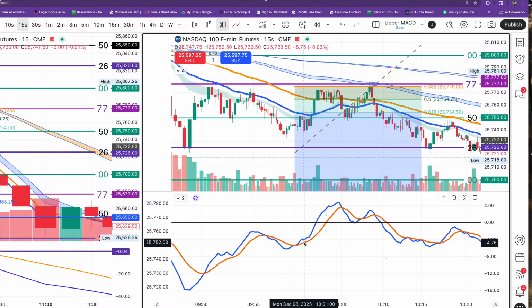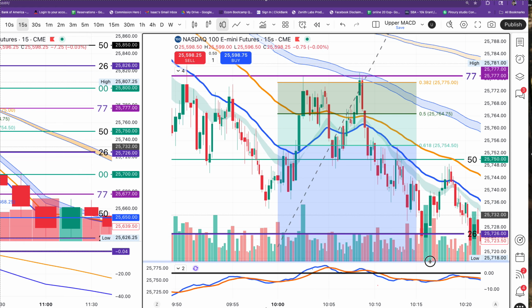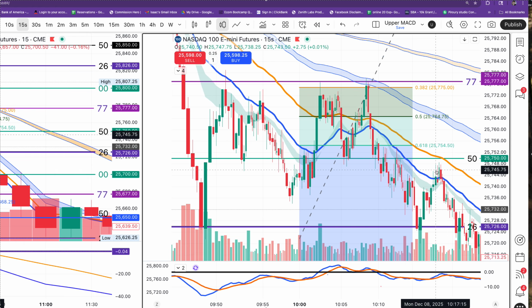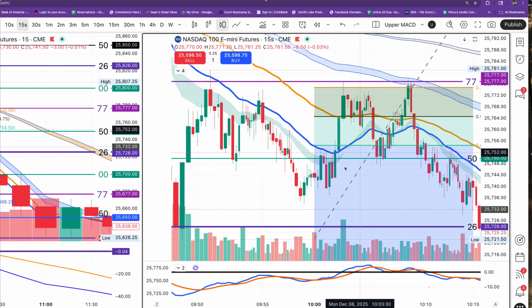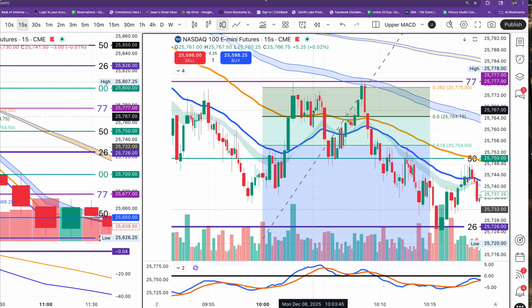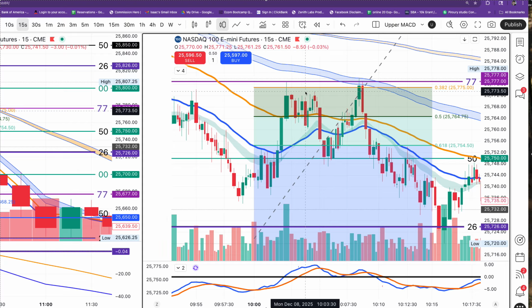And I'm using MACD to get my confirmation. So what I'm looking for during this time frame is price, at the time that I set this up at 10 o'clock, it's right here, under everything, okay? So I need it to back test up to these areas. I need it to roll over either at this line or this line or this line, okay?